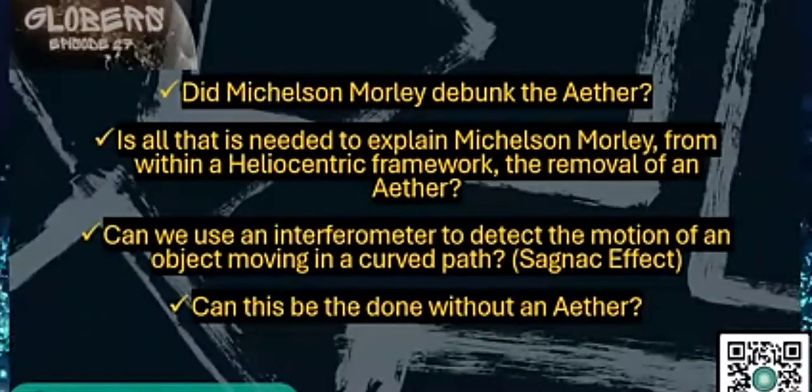All right. So the next question is, can we use an interferometer to detect the motion of an object moving in a curved path? Yes. Correct. Like the Sagnac effect, or what we use ring laser gyroscopes for. Of course, the globe model claims that we do that to detect the rotation of the Earth. In fact, for years, we've been told that's one of the primary evidences or proofs that the Earth is rotating, is that the ring laser detects its rotation by using an interferometer and the Sagnac effect to detect the object moving in a curved path. So, yes, that's the correct answer.